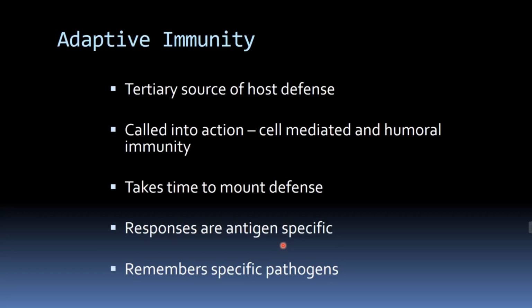And they form memory B cells and memory T cells, which allows for a secondary response to that antigen to be much quicker. And we'll see a bit of that later on as well. And that's why it remembers the specific pathogens via these memory T cells and memory B cells. It's quite the response.